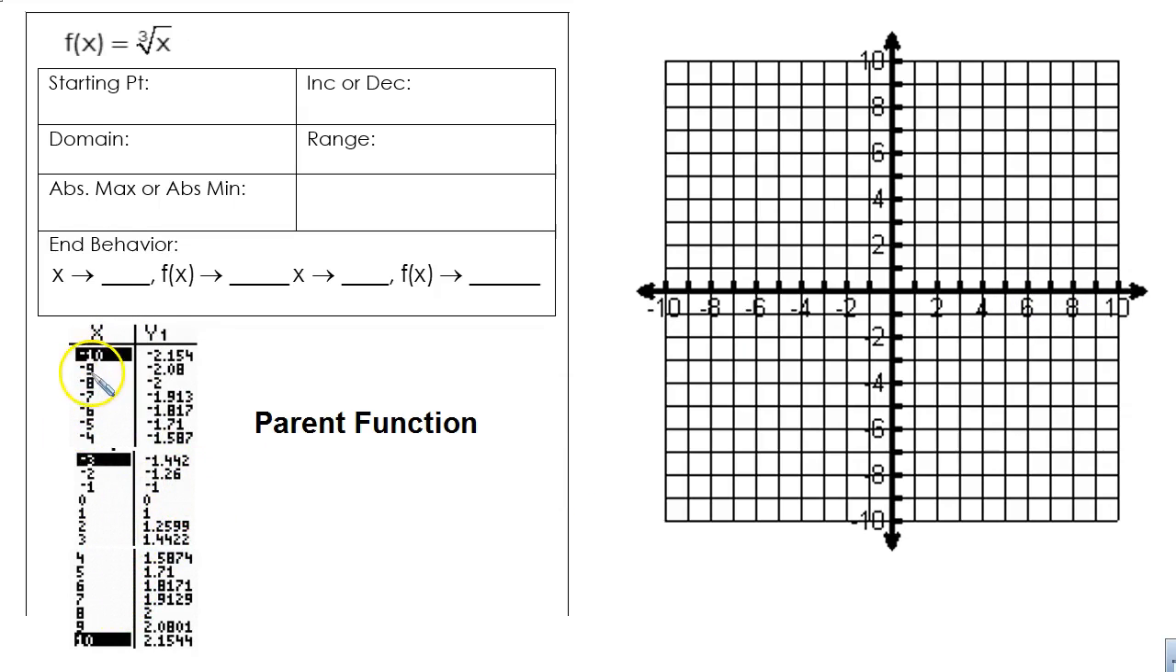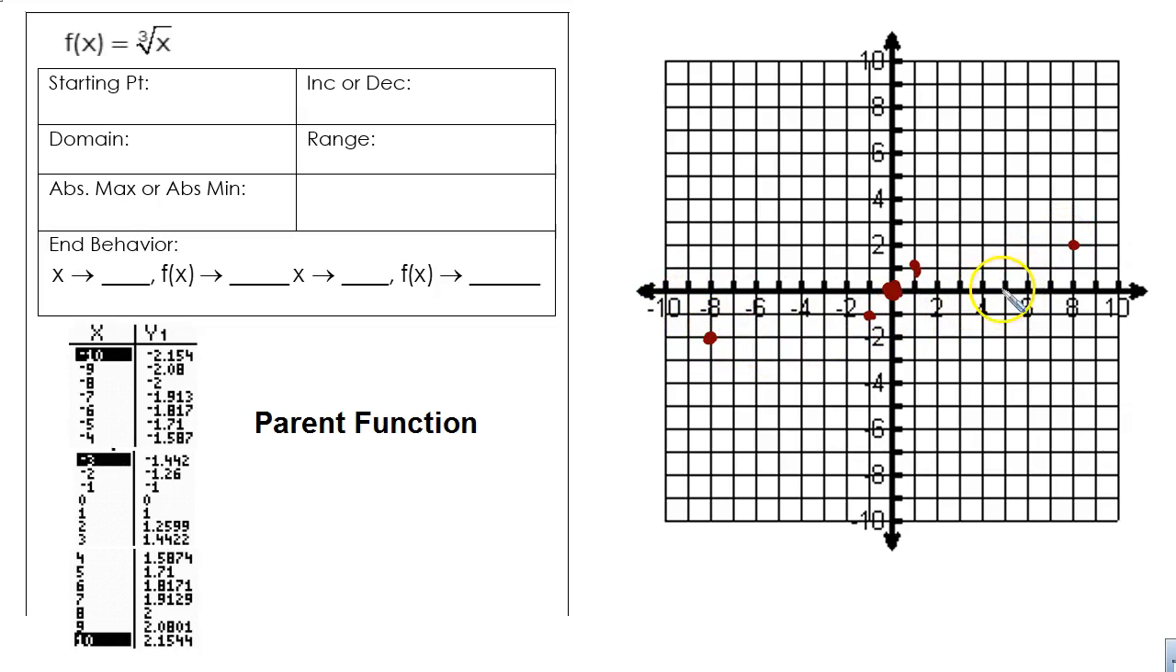So let's choose a few of these that seem like they're going to be easy to graph. Negative 8 comma negative 2 right here, negative 1 comma negative 1, 0 comma 0, 1 comma 1, and 8 comma 2. Now these are all good points on this function because the cubed root of 1 is 1, and the cubed root of negative 1 is negative 1. The cubed root of 8 is 2, and the cubed root of negative 8 is negative 2. So they show up on the graph.